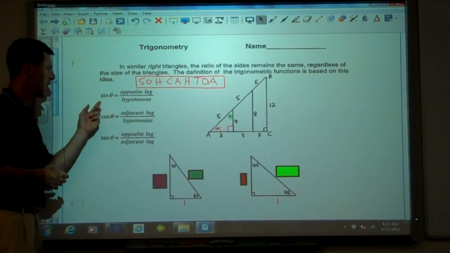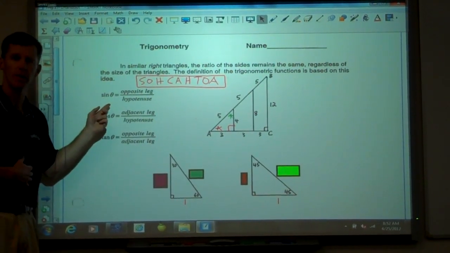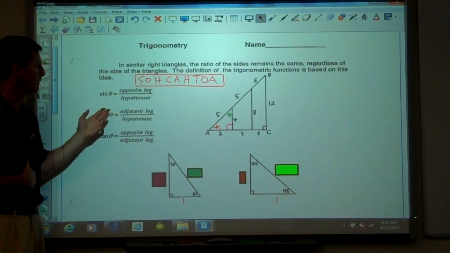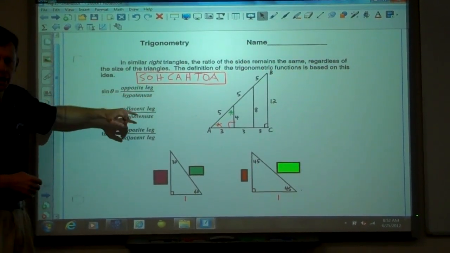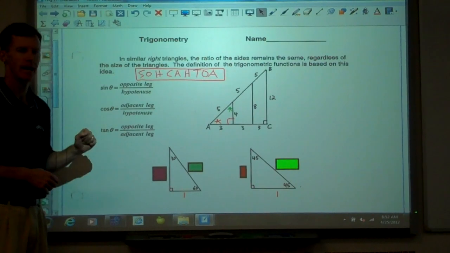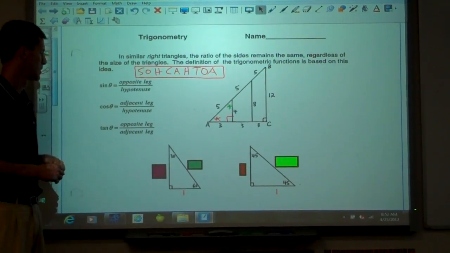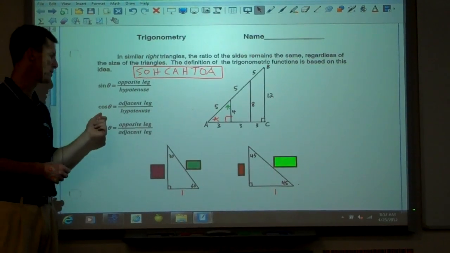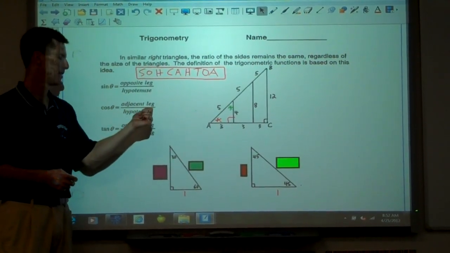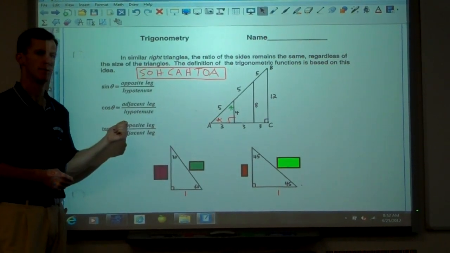So, the sine of an angle, we're using the Greek letter theta for that, is equal to the ratio of its opposite leg over the hypotenuse in any triangle. The cosine of the angle is equal to the adjacent leg over the hypotenuse.